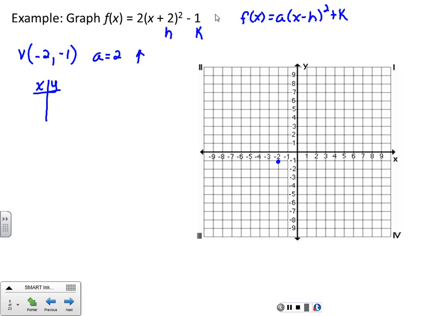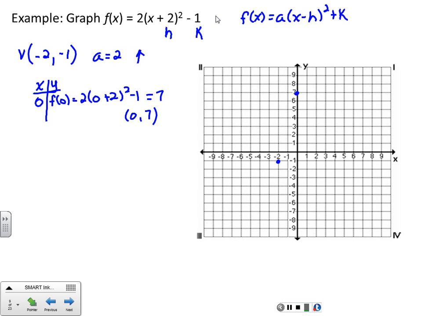So let's find a point. Choose a number, any number. 0 sounds good. All right, f of 0. So we're going to have 2 times 0 plus 2 quantity squared minus 1. What's that going to give us? 7. Is that right? 2 squared is 4 times 2 is 8 minus 1 is going to be 7. So we have an ordered pair of 0, 7.